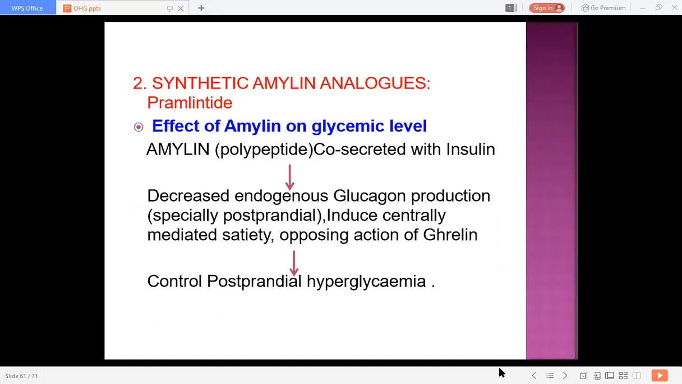Then coming to the synthetic amylin analogs, pramlintide. Effect of amylin on glycemic levels: amylin is a polypeptide. It is co-secreted with insulin. It decreases endogenous glucose production, especially postprandial, induces centrally mediated satiety, and opposes the action of ghrelin. Controls postprandial hyperglycemia.